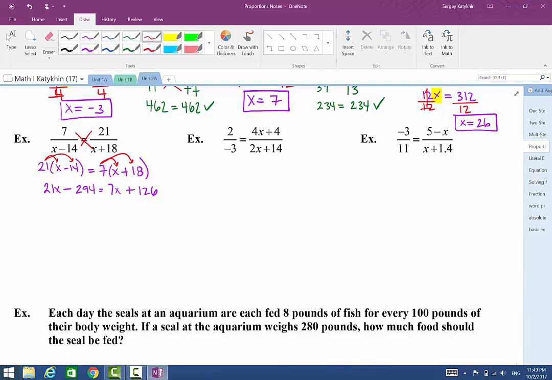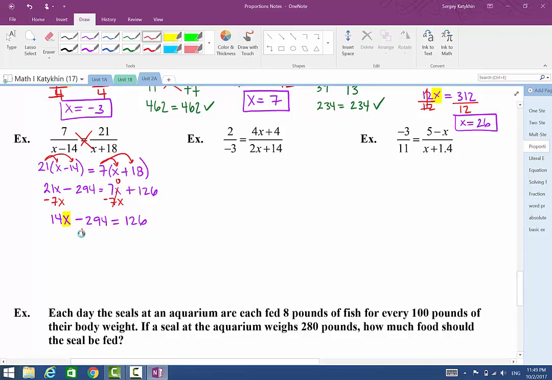So now I have x's on both sides. I will get rid of the smaller of the two x's. So I'm going to subtract 7x from both sides. Notice 7x minus 7x will give you 0. But 21x minus 7x will actually give you 14x. Don't forget the x there. Minus 294 is equal to 126. To solve for x, it's a two-step equation.